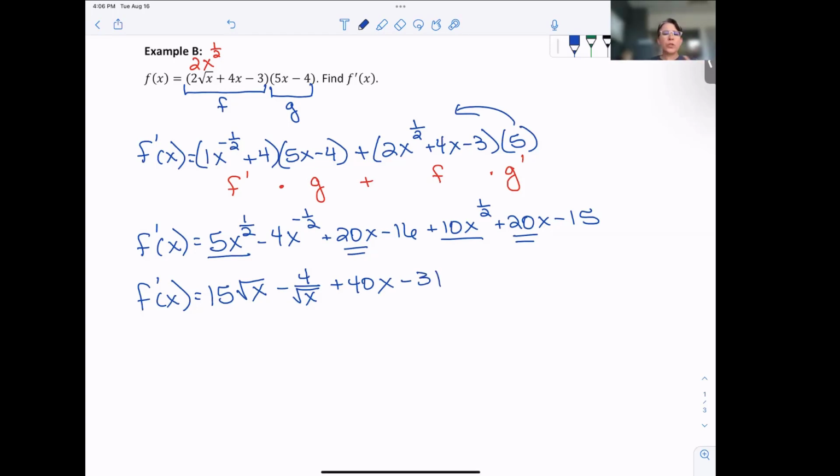Now, as far as I'm concerned, this is fine, but they may want you to rationalize that denominator. In other words, get rid of this radical in the bottom. So we can multiply bottom and top by the square root of x. So that would give us 15 square root of x minus 4 square root of x over x plus 40x minus 31. Nothing else combines there. We're not solving. We can't get rid of the denominator.